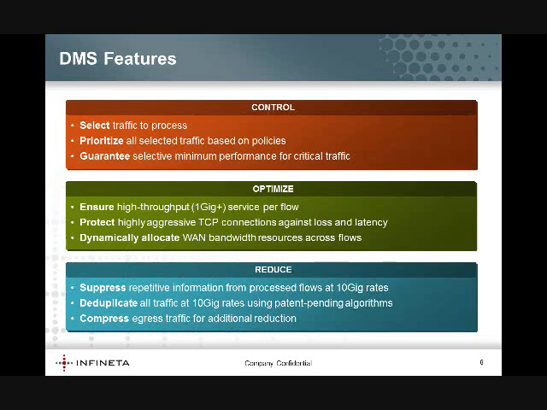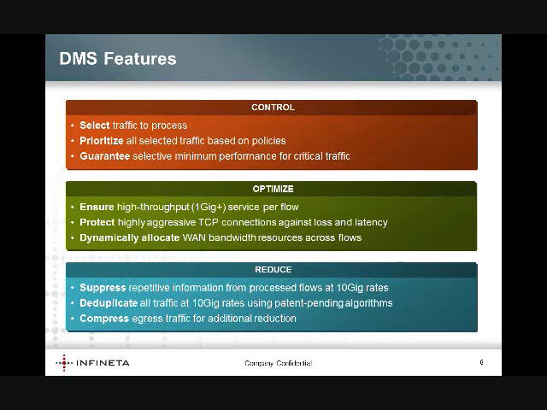The optimize feature set allows the DMS to accelerate a single flow at up to 1 gigabit rates. Given the unique congestion control algorithms that the DMS has been equipped with, it can effectively fill a 10 gigabit link with as few as 10 flows, be they TCP or UDP, at any distance. No other WAN optimization solution is able to scale this well at such high speeds.